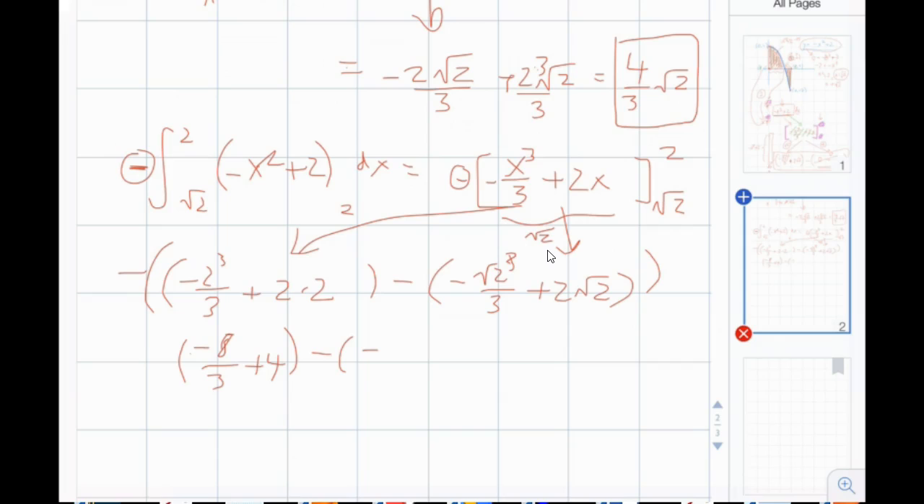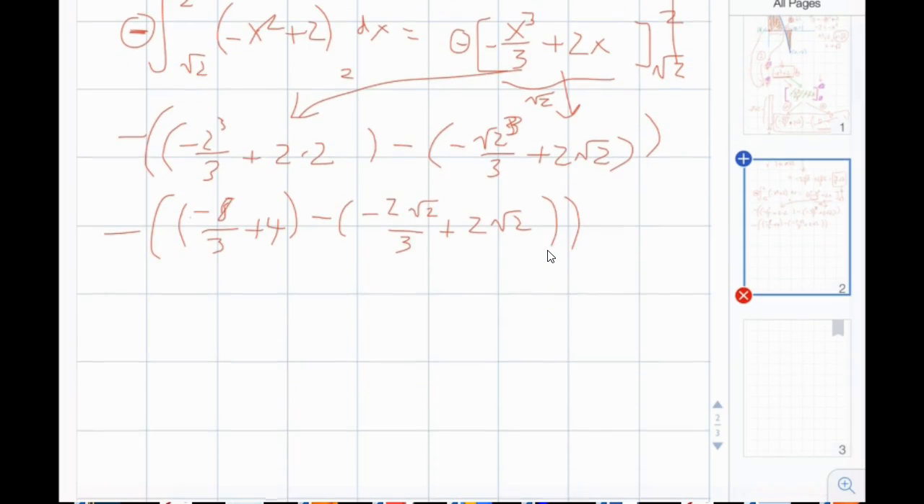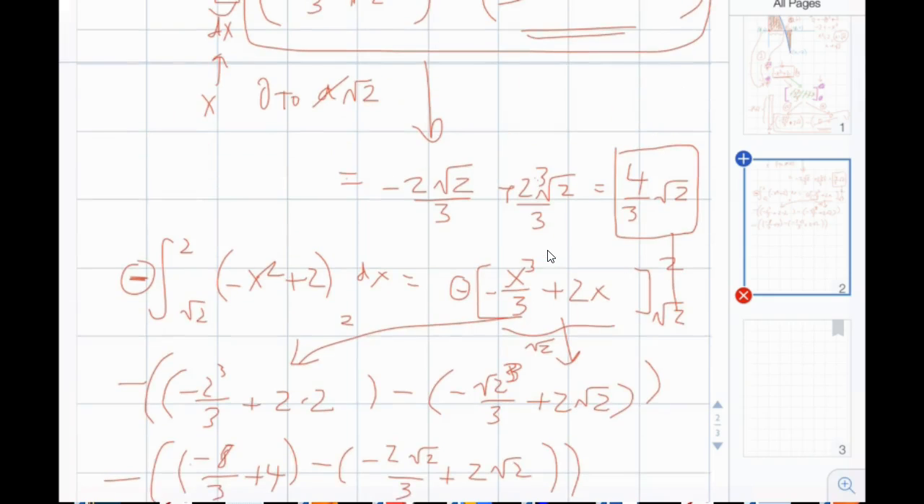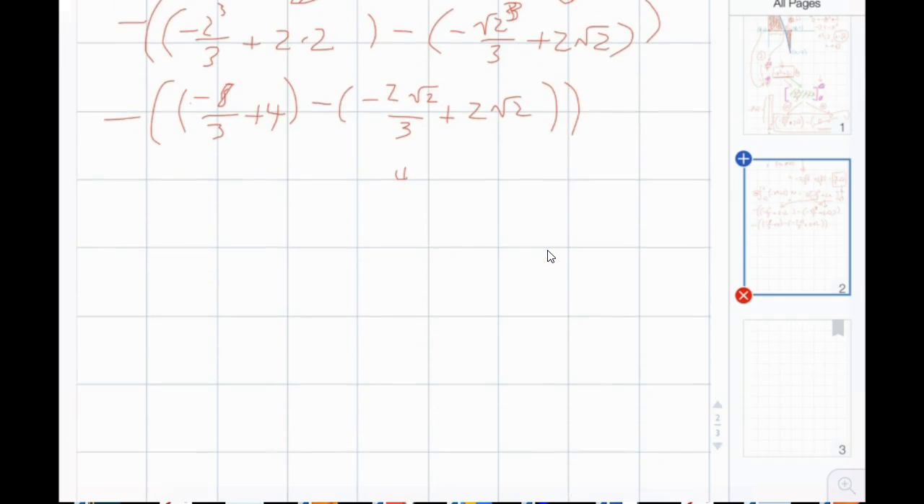Let's see, square root of 2 cubed. Square root of 2 cubed is the square root of 2 cubed, which is 8. And remember, square root of 8 is the same thing as 2 square root of 2. So again, we have the same thing we had before. 2 square root of 2 minus 2/3 square root of 2, and then we can go back up here and get the answer. It was 4/3 square root of 2. So we got 4/3 square root of 2 for this second part.